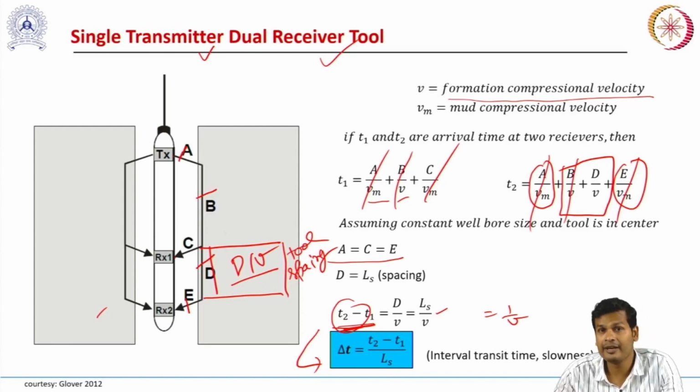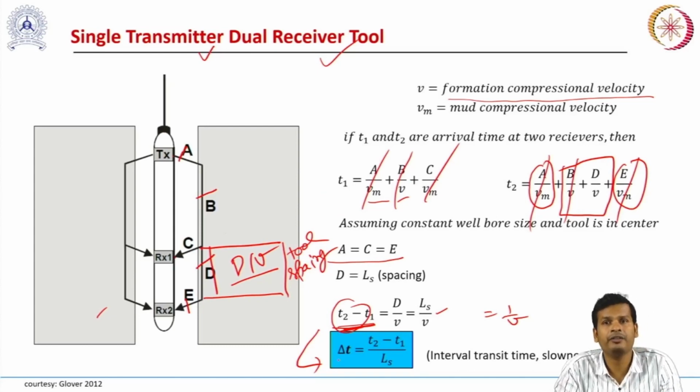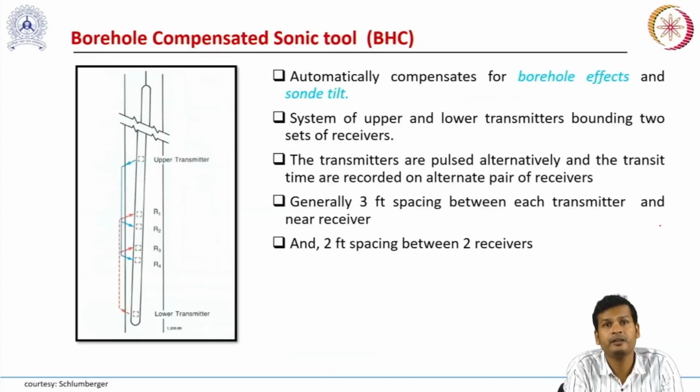So this way we are getting only the true travel time inside the formation. So this is our slowness, or the interval transit time, which is free of our wellbore fluid travel time effect. Now again, this tool can eliminate the effect of wellbore travel time, but only when wellbore size is uniform and the tool is in the center. What if the tool is not in the center position?